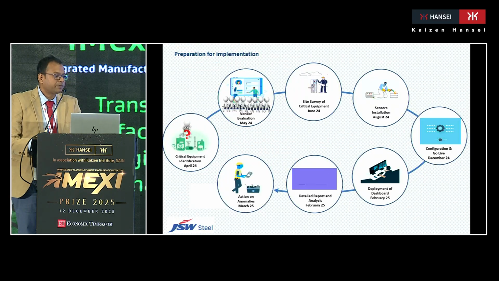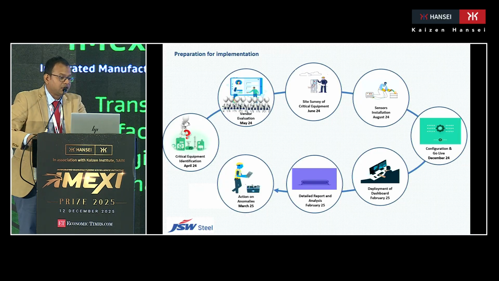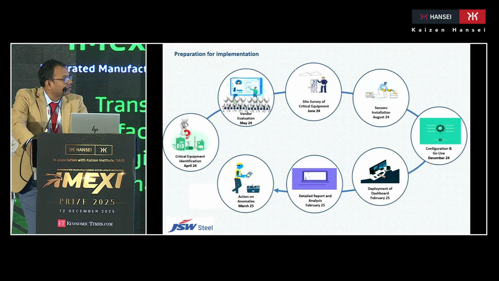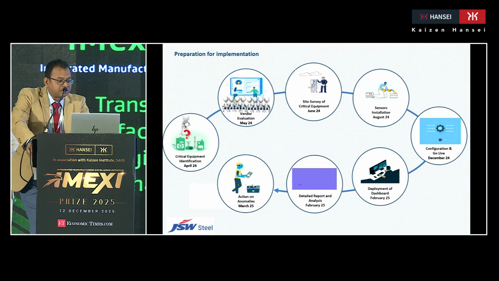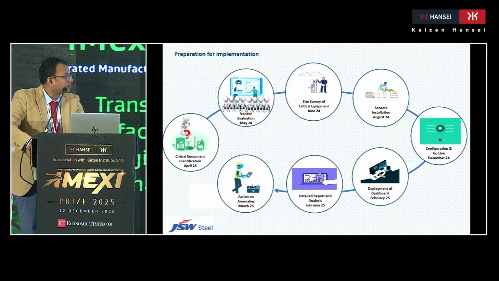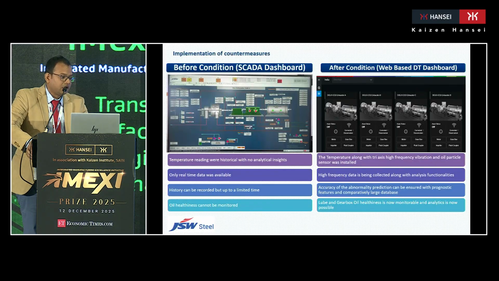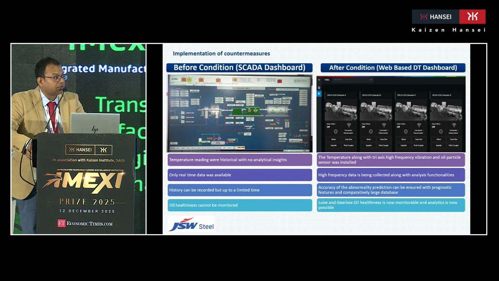And these are the preparations for implementation. We identified the critical equipment as the exhauster. Then we went for a vendor evaluation for our requirement, and after that we did the site survey for critical equipment with the vendor for oil, and then we did the sensor installation and configuration of the dashboard, and we went live with the detailed analysis. We started reporting in February 2025, which we achieved before our set target.